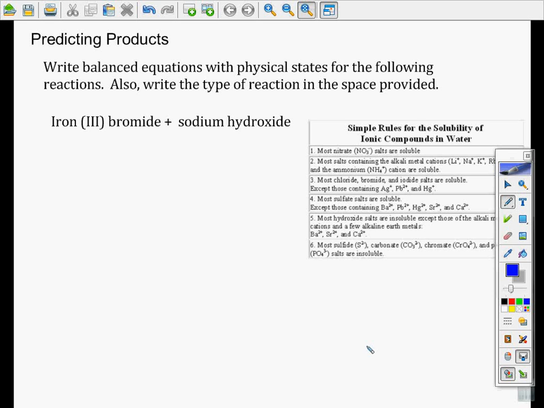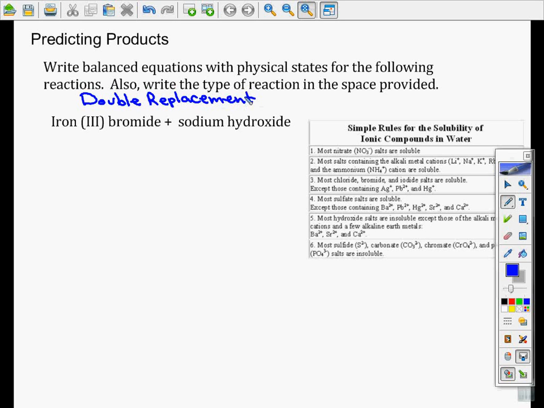In this problem here, we need to predict products. So we want to write the balanced equation with physical states, and also we need to identify what type of reaction this is going to be. Now, in this problem, notice we have a compound plus a compound. So two ionic compounds together. We have the iron 3 bromide and the sodium hydroxide. So what's going to happen here is that this is going to be a double replacement. In other words, the partners are going to switch.